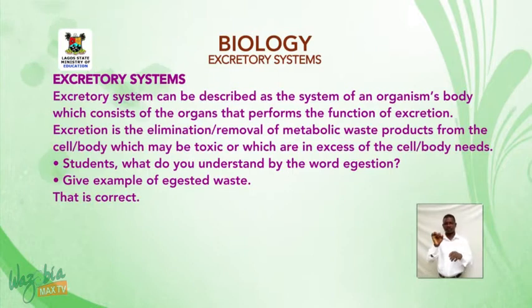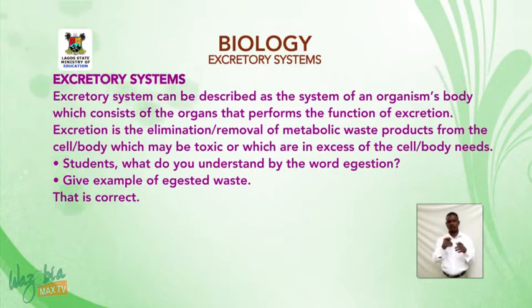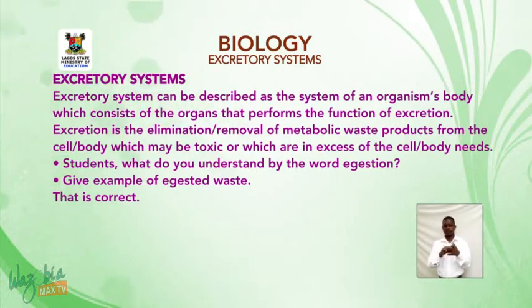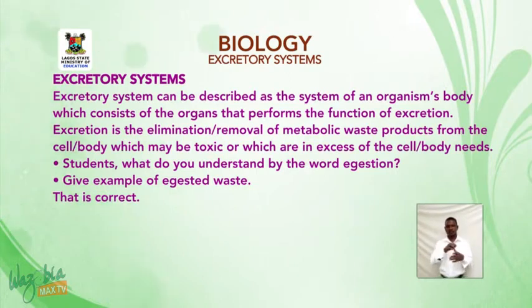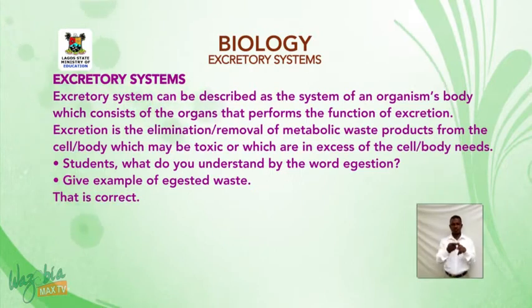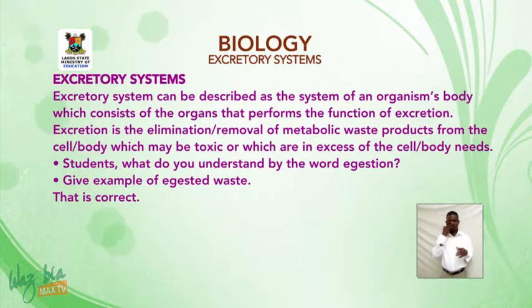Excretory systems. Excretory system can be described as the system of an organism's body which consists of the organs that perform the function of excretion. Excretion is the elimination or removal of metabolic waste products from the cell or body which may be toxic or which are in excess of the cell or body needs.